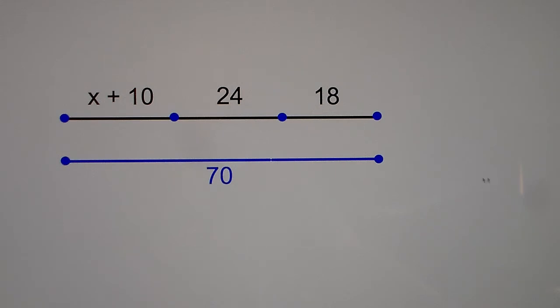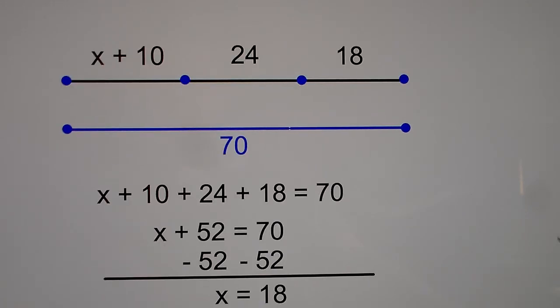So when we make our equation, we're going to put all 3 of them together. So it'll be x plus 10 plus 24 plus 18 is equal to 70. That's what I did here in this bottom line. I then combine like terms. Those 3 numbers added together get 52. Subtract 52 from both sides and I get x equals 18.